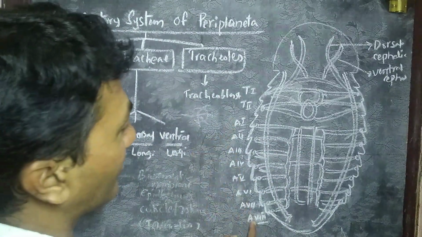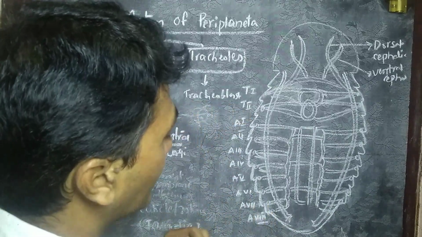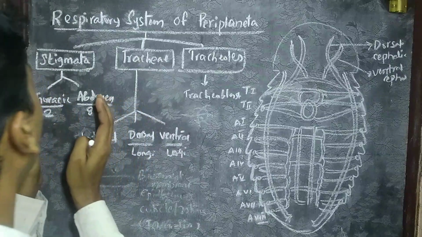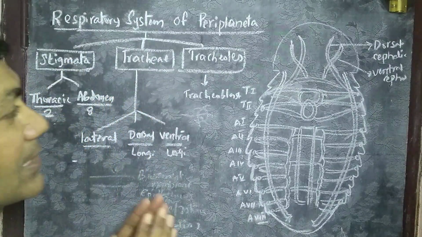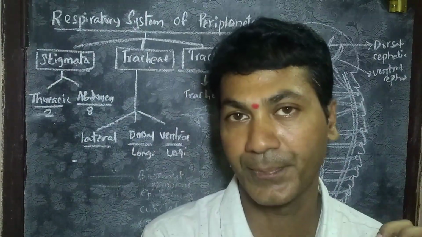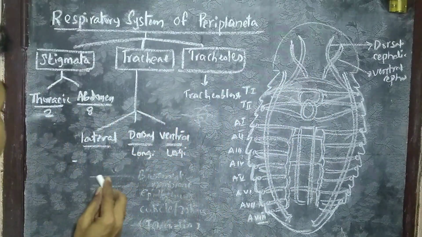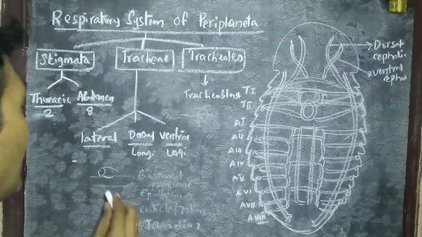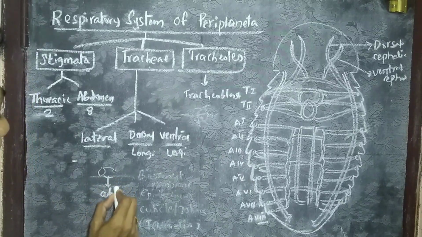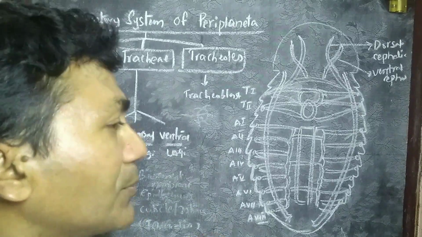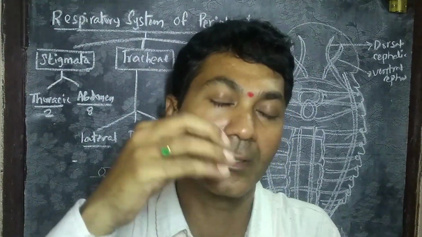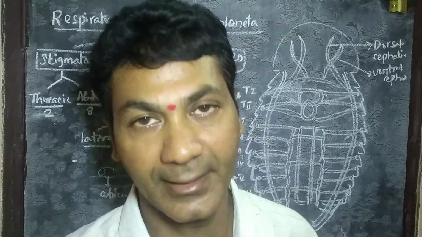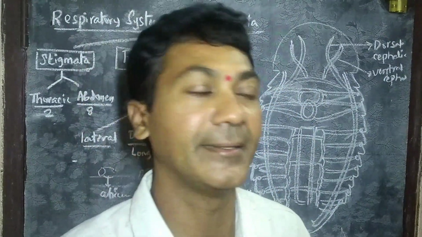They are a total of 8 pairs of abdominal stigmata. Two pairs of thoracic stigmata together with 8 pairs of abdominal stigmata make 10 pairs of stigmata present in the cockroach. Clear? Then each stigma opens into a chamber known as the atrium. The atrium is a muscular chamber into which the spiracle opens, and the trachea is connected from the atrium.